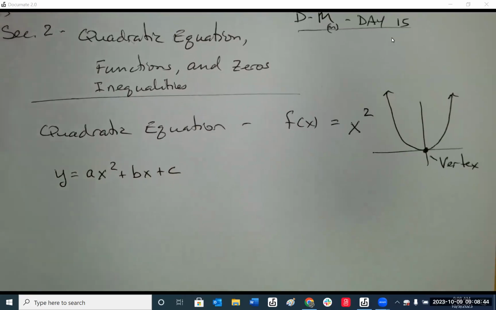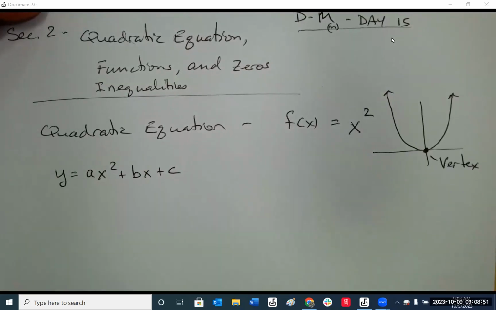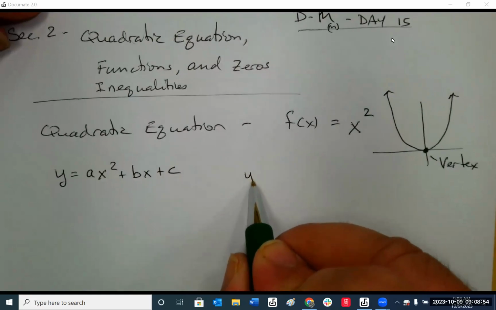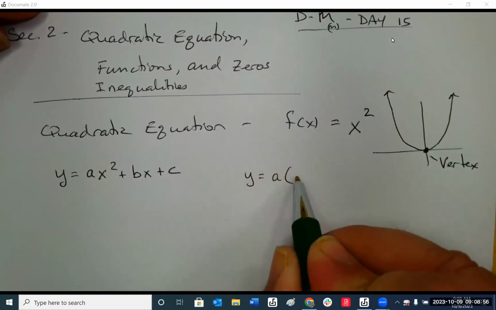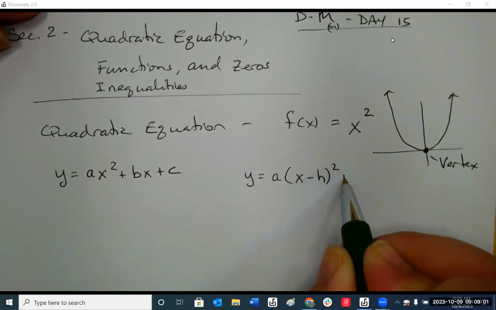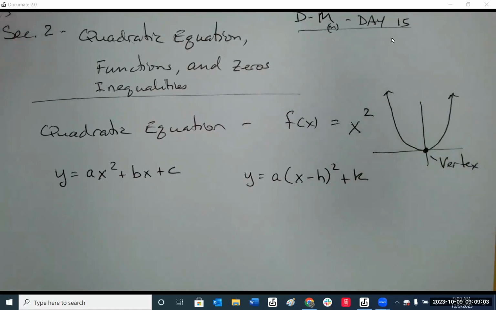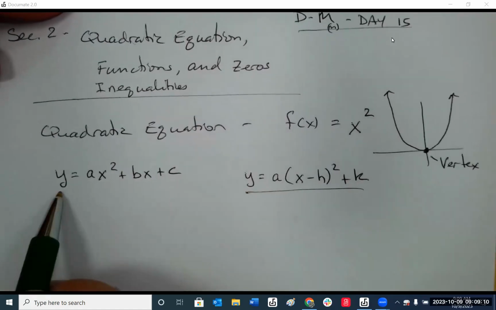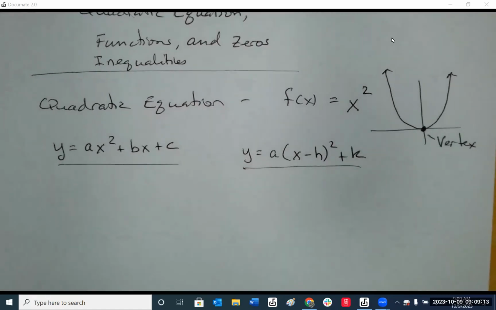We have two forms in which we can have quadratic equations. This is the standard form, and that's the simplified form. They both give us the same picture, except one can do a little bit more than the other one.